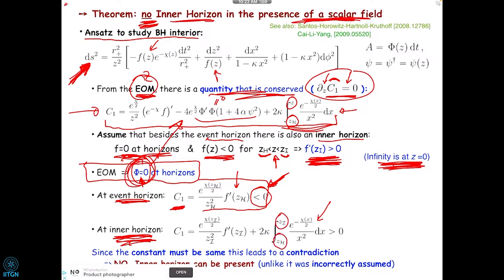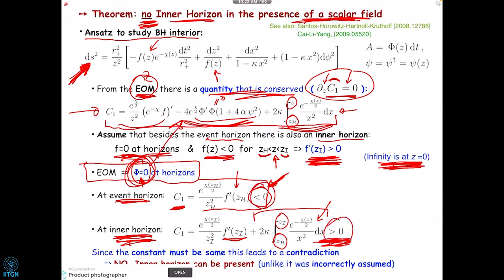Oh, this second term vanishes, but not the first, neither the third term. But now recall that this guy is necessarily positive, and so is this guy. So altogether, this C1 must be bigger than zero. So at the event horizon, I know that C1 must be negative. At the winner horizon, I know that C1 must be positive.